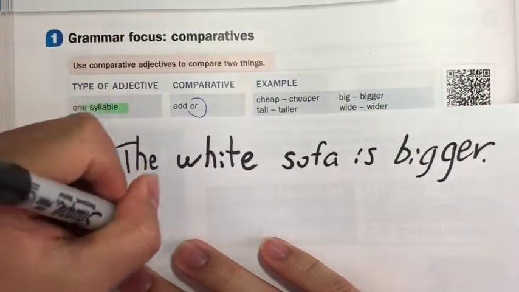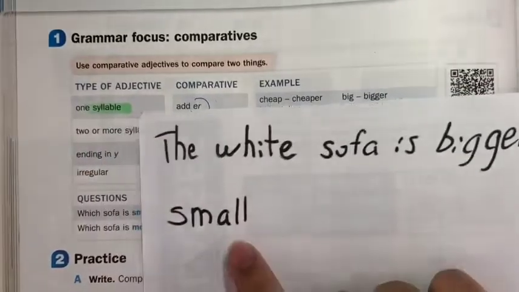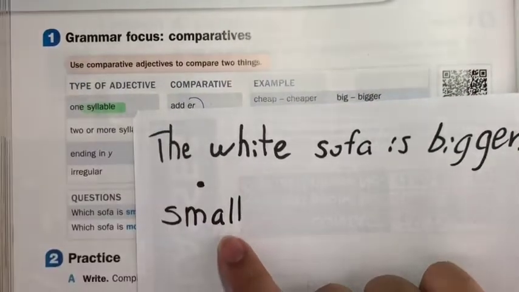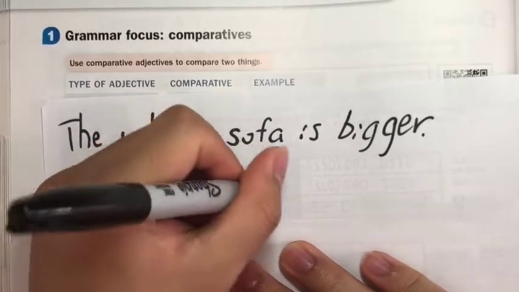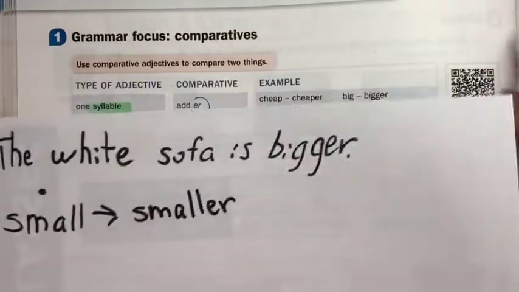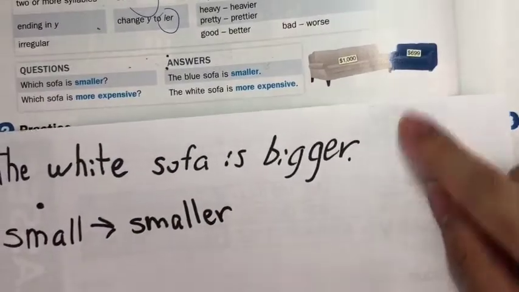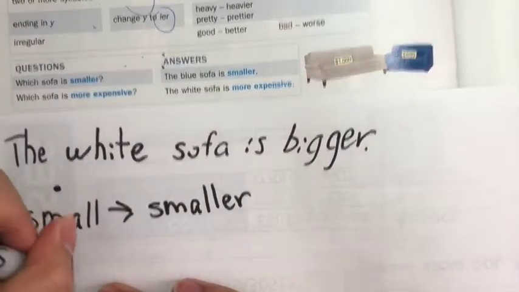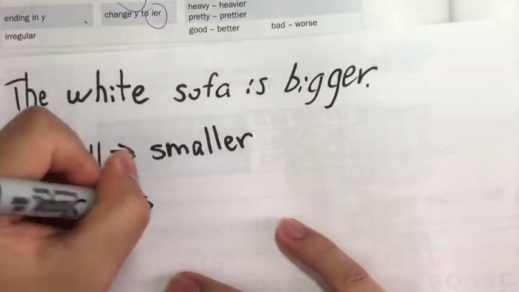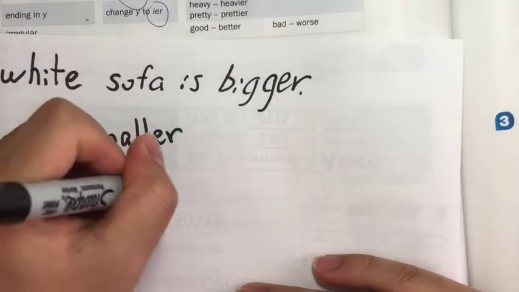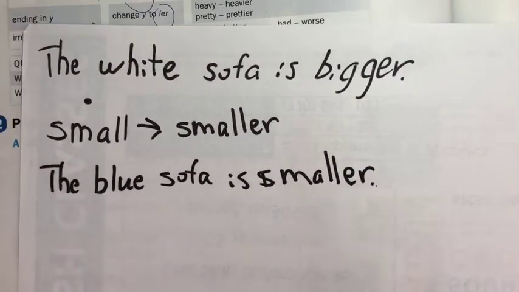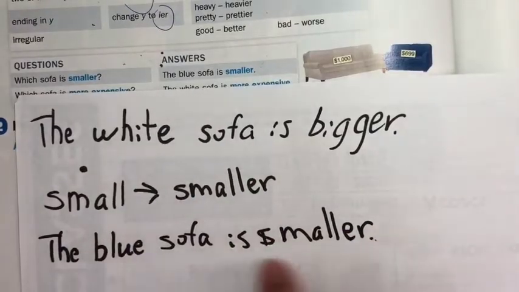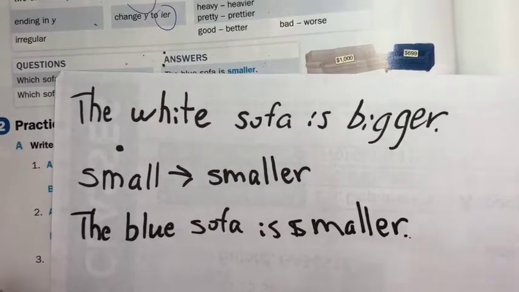All right, now let's talk about small. Small has one syllable. So small, when we're comparing two things, we write smaller. Which sofa is smaller? The blue sofa is smaller. The white sofa is bigger. The blue sofa is smaller. This is how we compare two things.